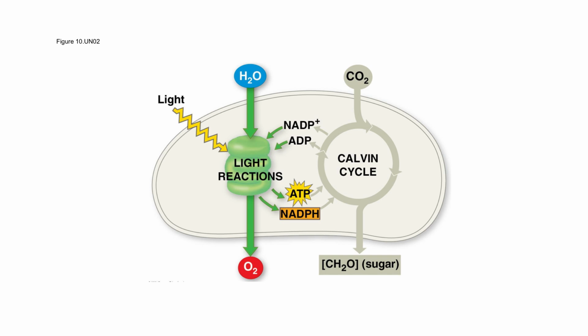We also have NADP plus gathering electrons to be brought to the Calvin cycle, as well as ATP being generated to also be brought into the Calvin cycle. So now we've talked about the photo or light dependent reactions. Now we're going to move into the light independent reactions, which are going to happen within the Calvin cycle.